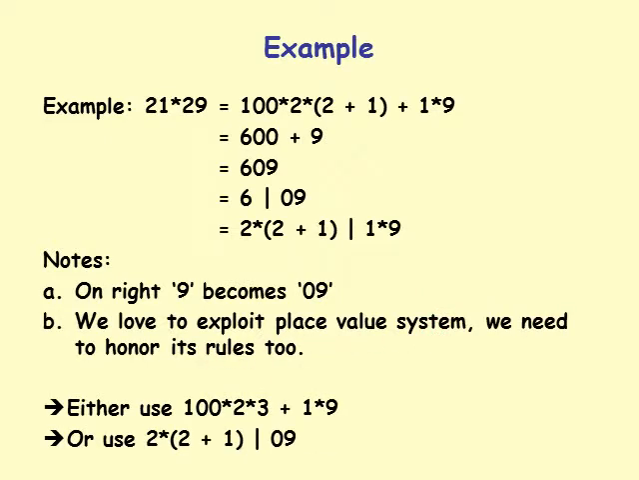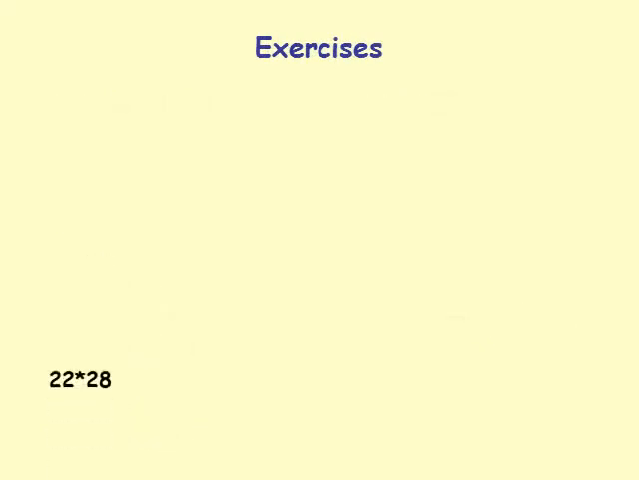Okay, continue here. So either use 100 times 2 times 3 plus 1 times 9, or use 2 times 2 plus 1 and on the right 09. Okay. Now 22 times 28, 24 times 26, 37 times 33, and some more.